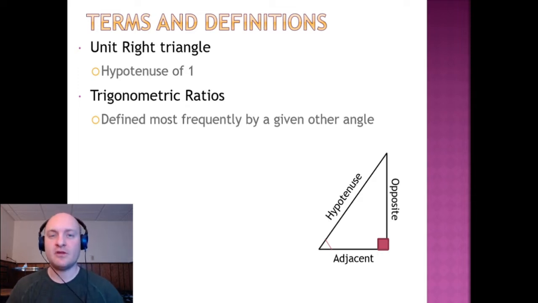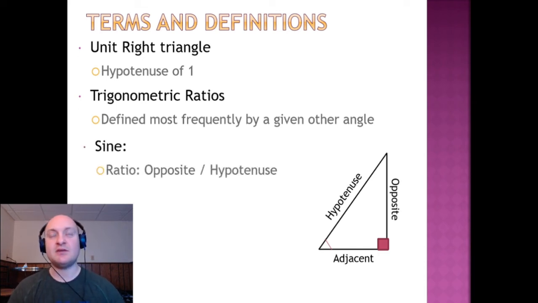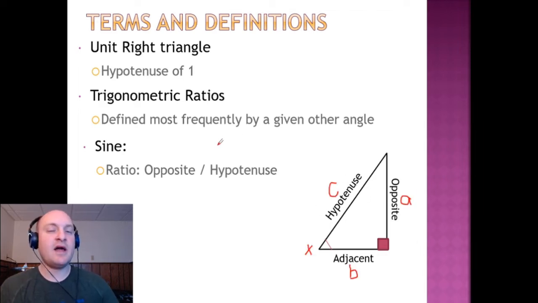What are trigonometric ratios? Well, they're a ratio, so they're a comparison of two things. Each of sine, cosine, and tangent are a comparison of two side lengths inside of a right triangle. Let's start with sine. It's the ratio of the opposite side length to an angle over the hypotenuse. So if we're looking at angle x, our ratio might be A over C.